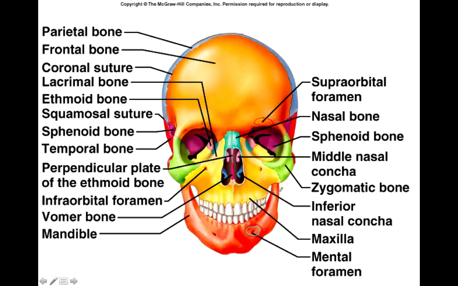For the maxilla, the maxilla is the upper jaw bone. For the maxilla, you should be able to identify the infraorbital foramen. Okay, so remember, foramen are a pathway for holes in the bone through which blood vessels and nerves can pass. Another bone to be able to identify are these cheekbones, and these cheekbones are called zygomatic bones. So here are the zygomatic bones.